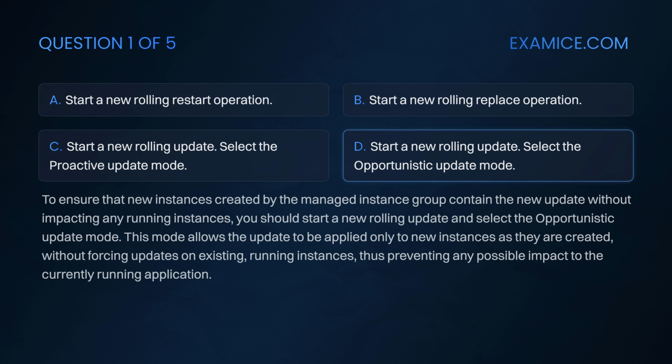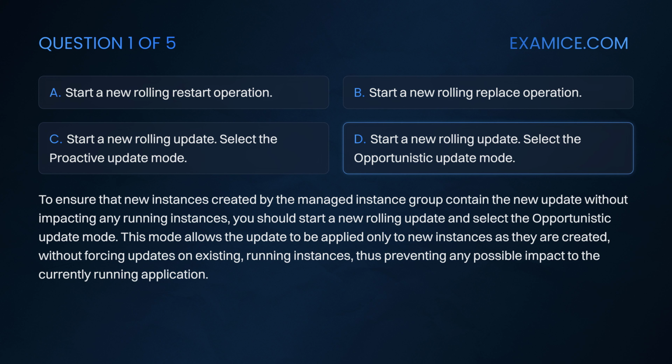To ensure that new instances created by the managed instance group contain the new update without impacting any running instances, you should start a new rolling update and select the opportunistic update mode. This mode allows the update to be applied only to new instances as they are created, without forcing updates on existing, running instances, thus preventing any possible impact to the currently running application.